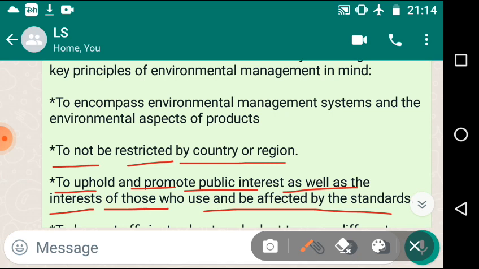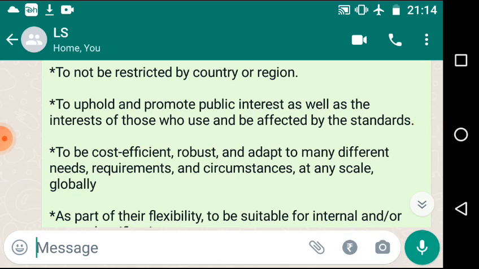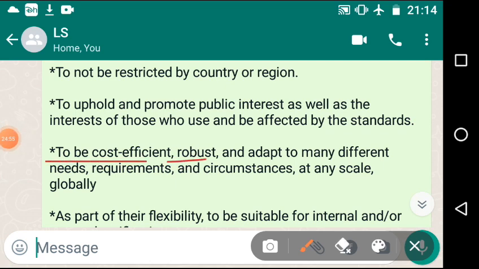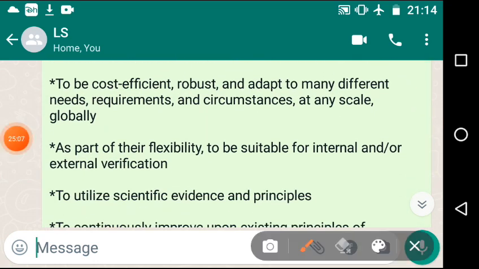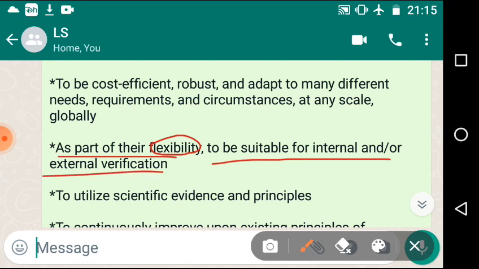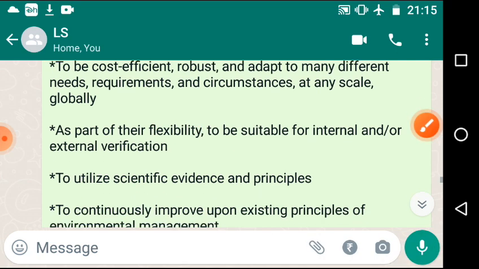Then to not be restricted by country or region, meaning this management system is not restricted to a particular country, it should be global. To uphold and promote public interest as well as the interest of those who use and are affected by the standards. That means we have to uphold and promote the public interest. What is the public demand actually? Based on that we have to set up the protocols also. Then to be cost efficient, robust, and adaptable to many different needs, requirements, and circumstances at any scale globally.